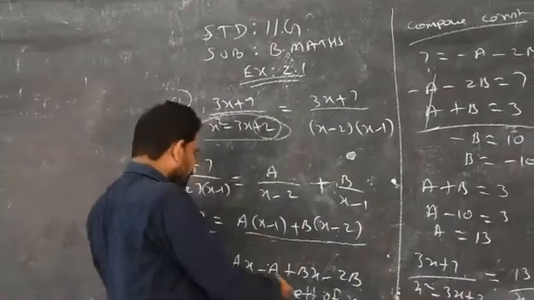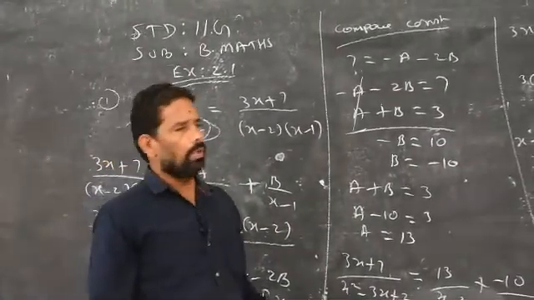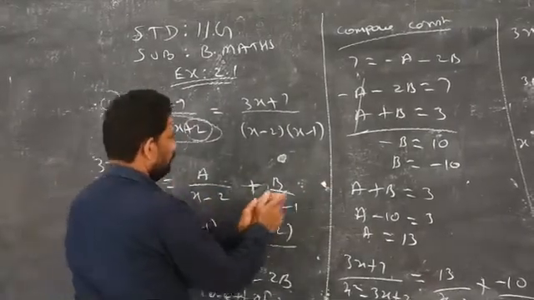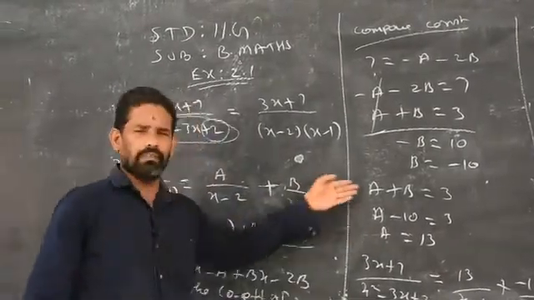This method of comparing the coefficient of x you can use when you get 3 terms, a by, b by, and we will get another one term, c by, whatever the factors are.